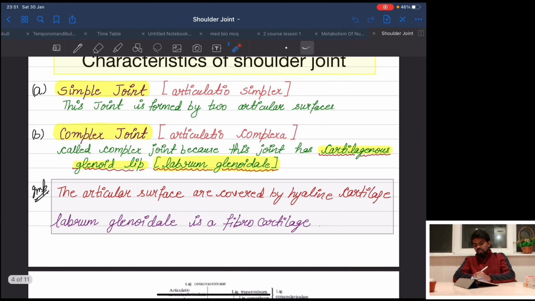Firstly, the shoulder joint is a simple joint, or articulatio simplex. Why is the shoulder joint a simple joint? Because this joint has two articular surfaces: firstly, the head of the humerus, and secondly, the glenoid cavity of the scapula. Secondly, this joint is also called a complex joint. Why? Because this joint has a cartilaginous glenoid lip. In Latin, that is called labrum glenoidale.